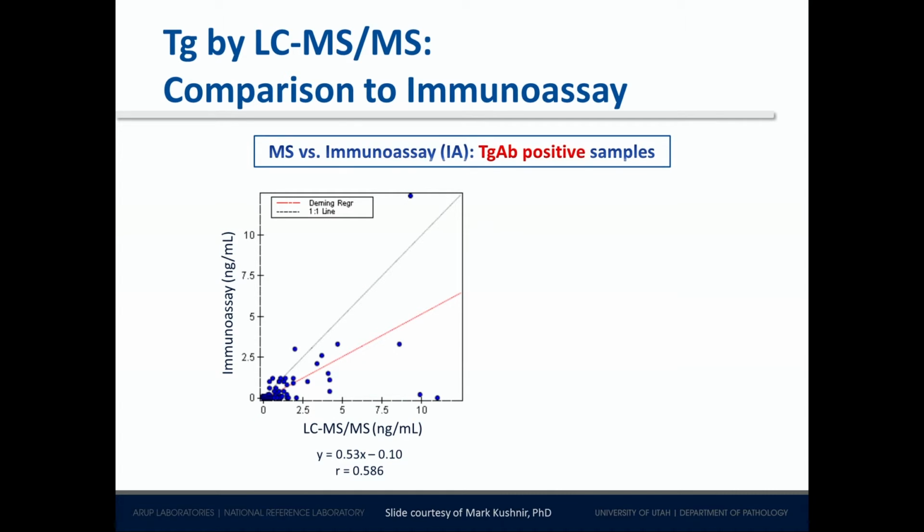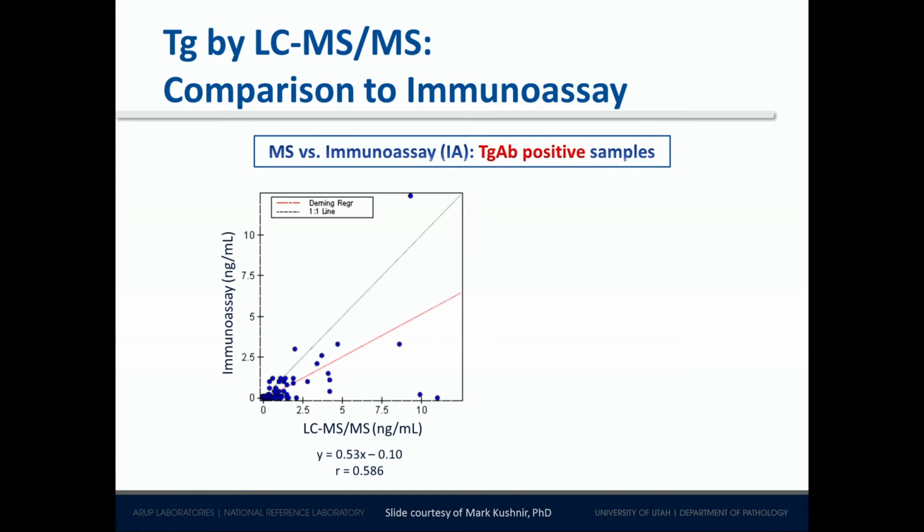Now we'll look at samples that have known autoantibodies. You can see the correlation starts to fall apart here. Mass spec values are reporting much higher than the immunoassay results. And this should make sense because we've predicted that the antibodies will interfere with the immunoassay and cause falsely low results. So without that interference, the mass spec values would be much higher.